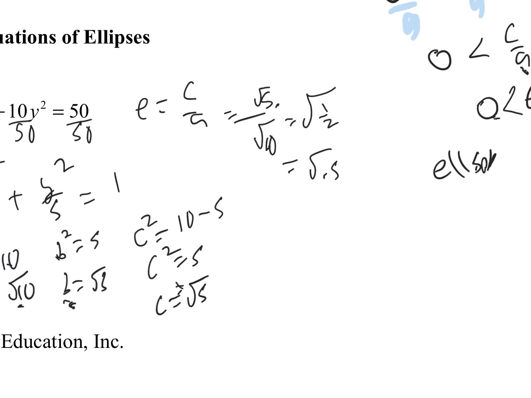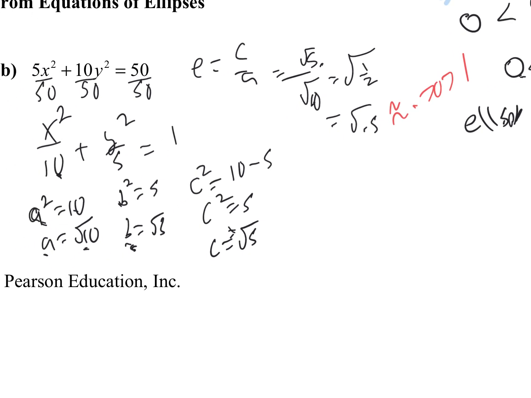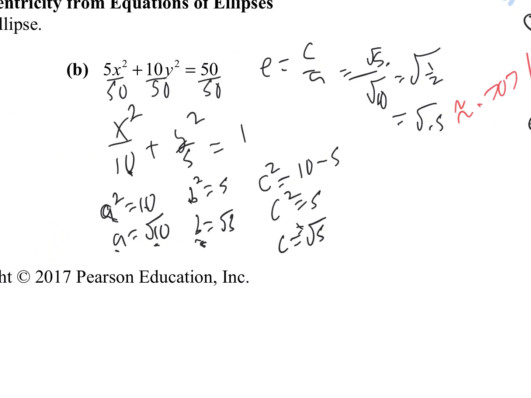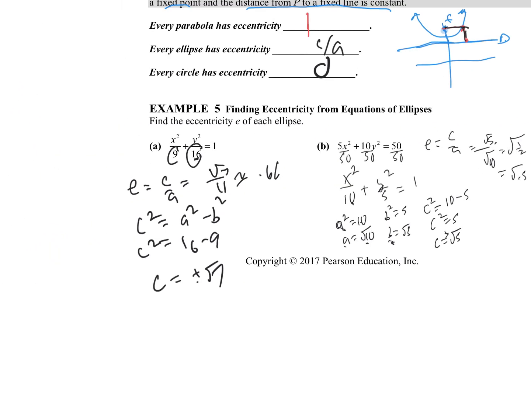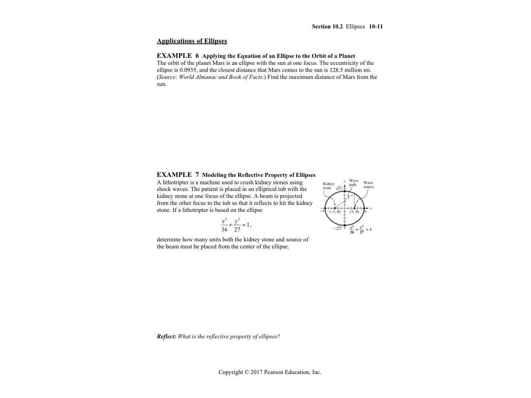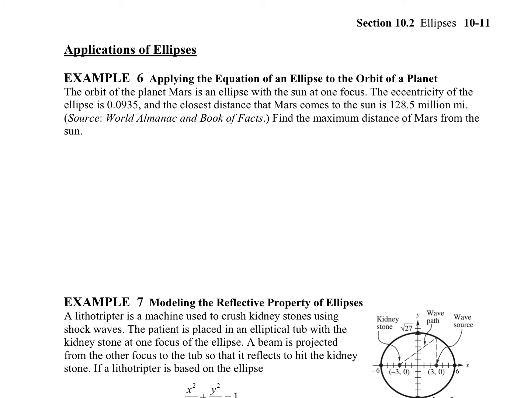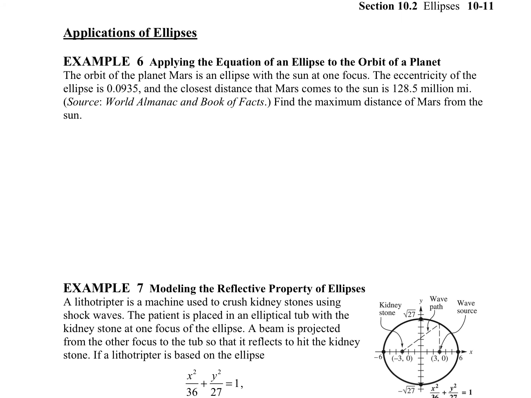That's approximately 0.7071, so it has an even higher eccentricity than the other. Okay, application: applying the equivalence to the orbit of a planet.